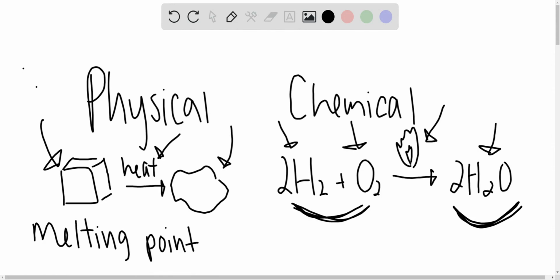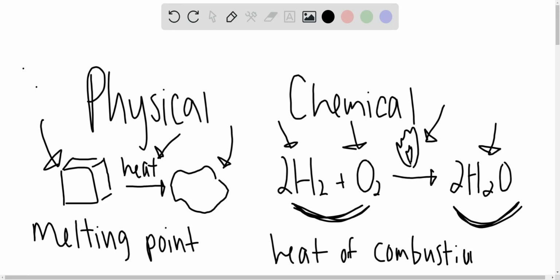And the chemical property we're looking at here is the heat of combustion, or the amount of heat required to combust a particular substance or burn a particular substance in the presence of oxygen. So let me give you a quick rundown of what physical and chemical properties are. That'll help you to maybe summarize what we just did here.